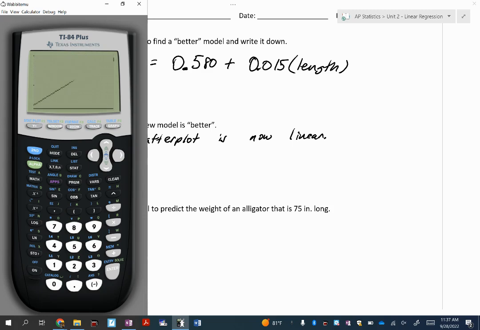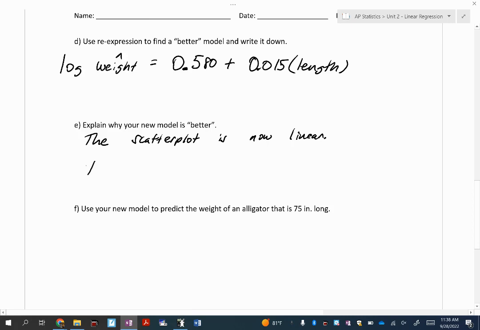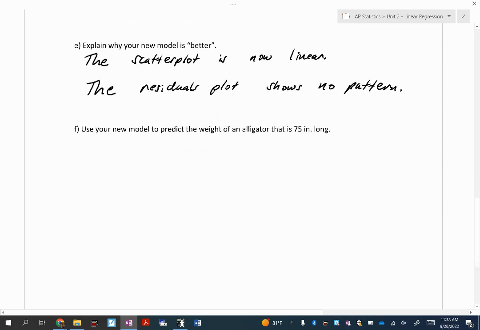Hoping for no pattern. Oh, I forgot to do the y equals. My bad. Let me get that taken care of. So get that to go away. Here we go. So zoom 9. All right, that looks a lot better in terms of my pattern. It looks more like a cloud, so that's good. All right, so I'm going to say, and the residuals plot shows no pattern.